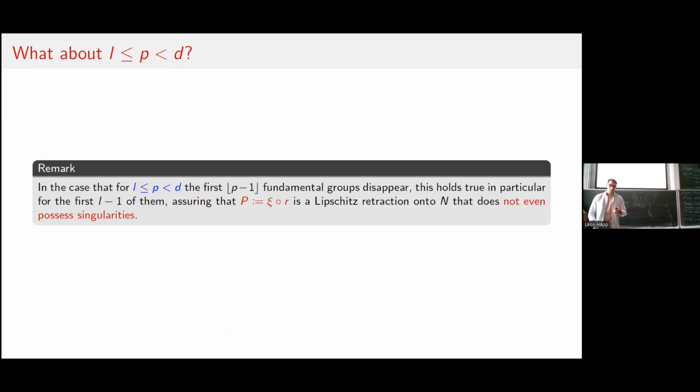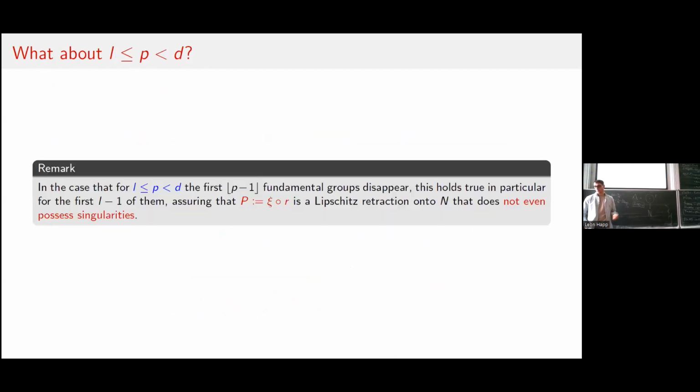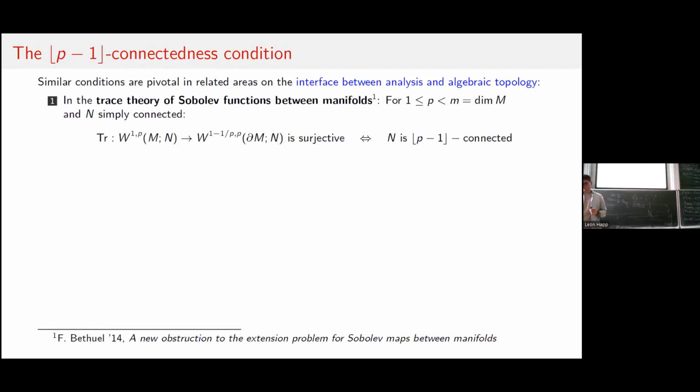Okay, one small remark. Before, I always took k smaller than l minus 2. You can rewrite this to find out that this retraction result I gave you was only for the case where p is smaller than l. And so what happens if p is still smaller than d but larger or equal than l? You can see that if you assume that the first p minus 1 fundamental groups disappear, in particular this holds for the first l minus 1 of them, and then actually this retraction r, which we have here, can already be built up to hold on the whole space. So you will not even develop singularities in this case when p is between l and d. So this is the easy case, so to speak.